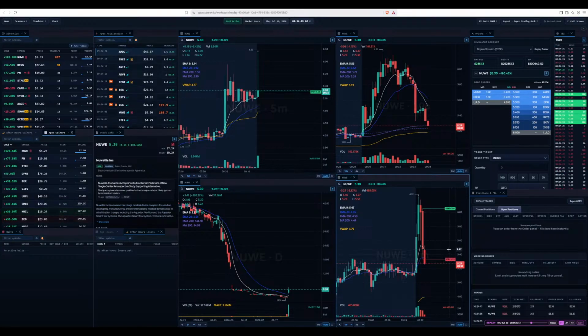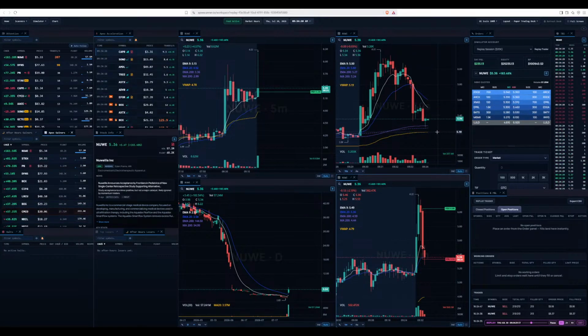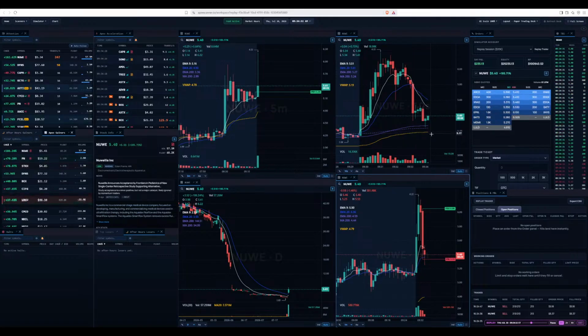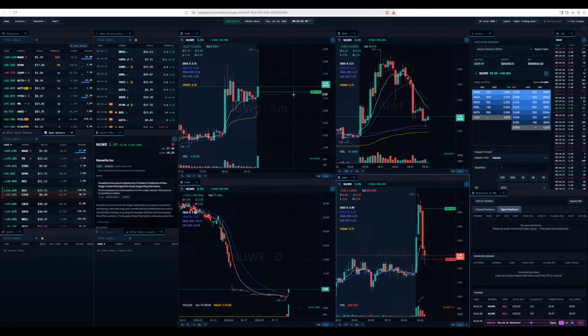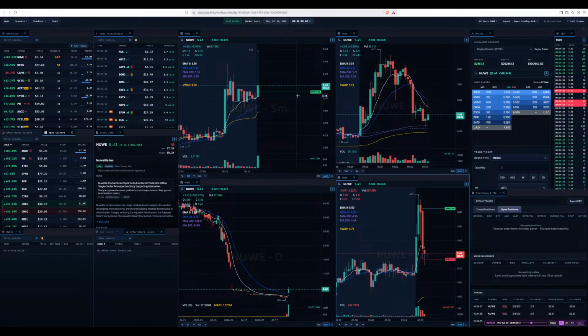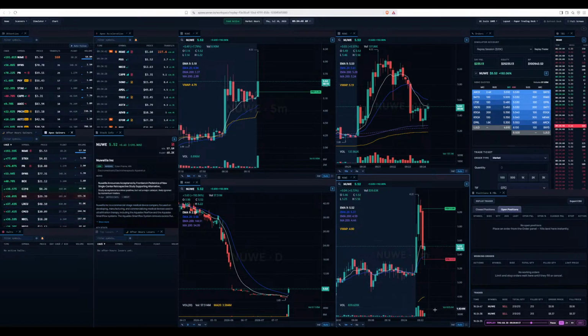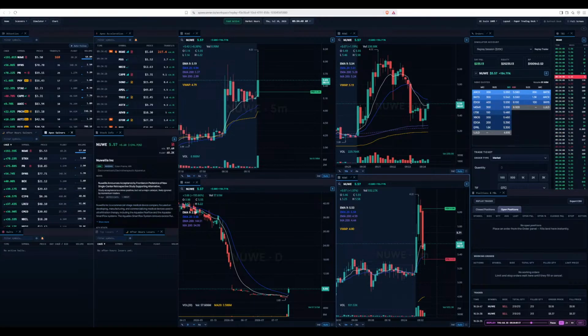Good thing though is we have a lot of supports. We have the VWAP at around 5.20, and also we have the 5 minute 9 EMA at around 5.16, 5.10. So 5.10, 5.20 is actually a really solid support for the stock. So I'd be interested in getting it around 5.15, 5.20.